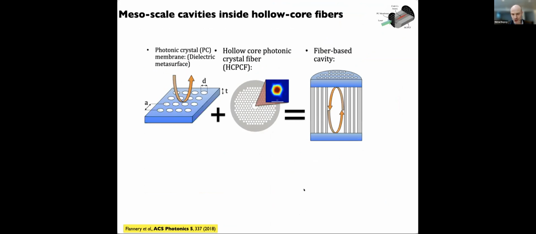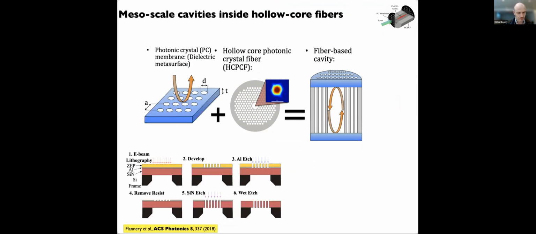So you can wonder how you can make a cavity out of this. Well, if you take your photonic crystal slab and attach it to the ends of a hollow core photonic crystal fiber, you get a Fabry-Perot cavity inside of the fiber. So now, very quickly, you make these slabs by e-beam lithography.